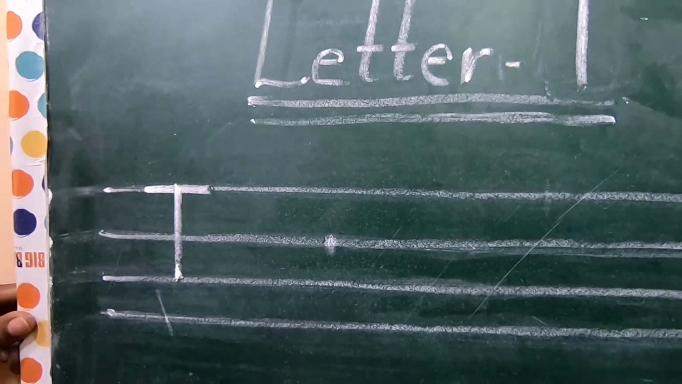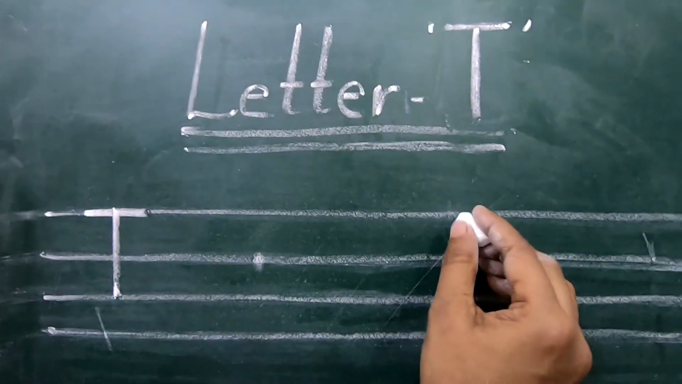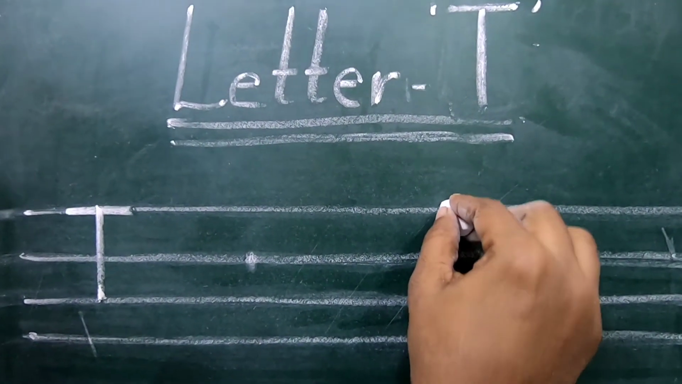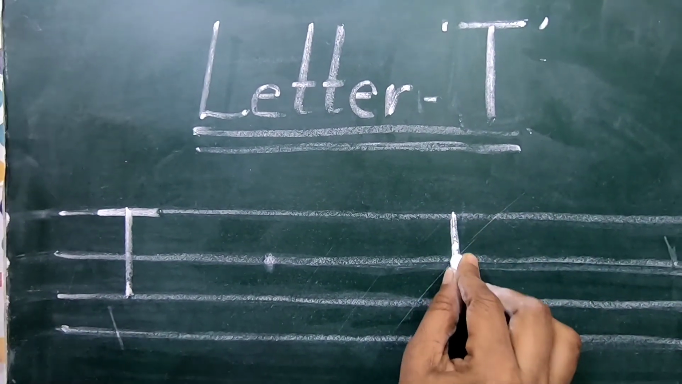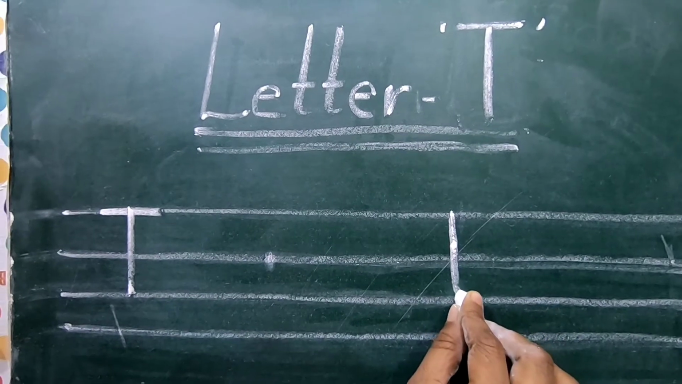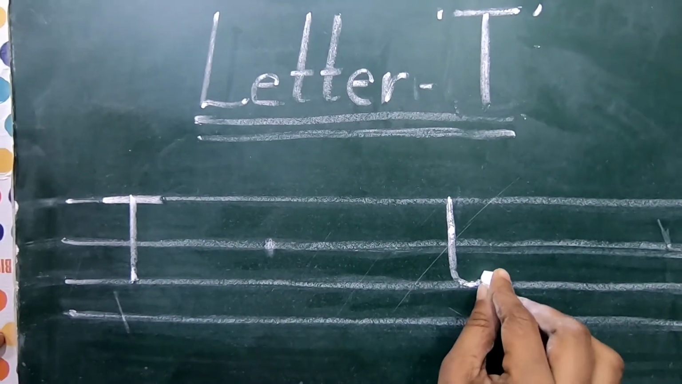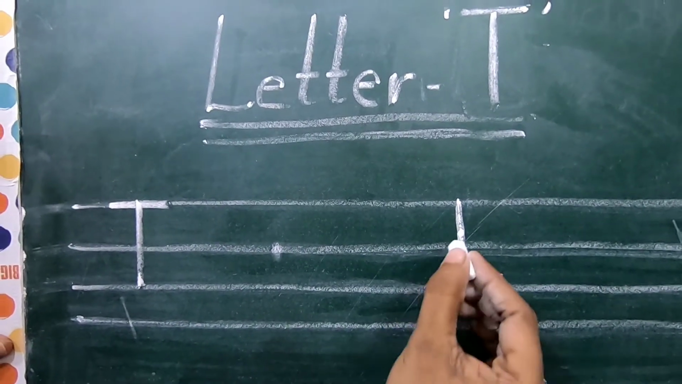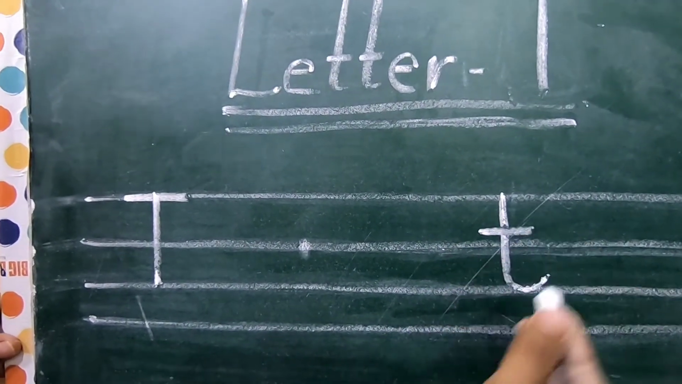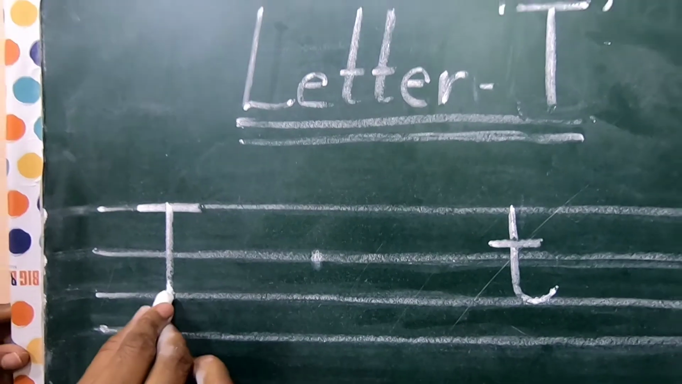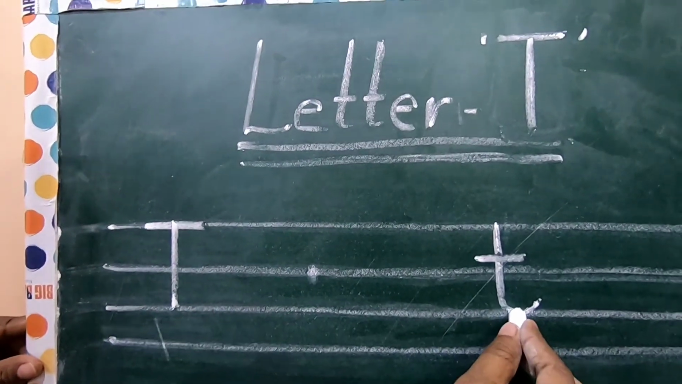This is capital T. Now we will practice small t. Again you have to start from this front line, come downward up to the base line, take a turn and then stop. Then make a sleeping line above this waistline. This is small t, capital T and small t.